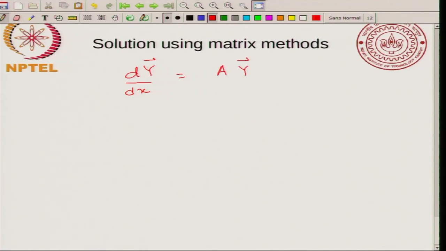Okay, so this was your equation, and you get eigenvalues, let's say lambda 1, lambda 2, up to lambda n, and you get the corresponding eigenvectors y1, y2, up to yn. Okay, and then you can write your solution, your general solution.